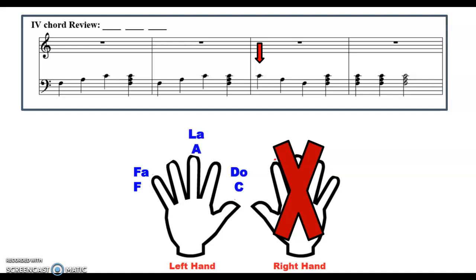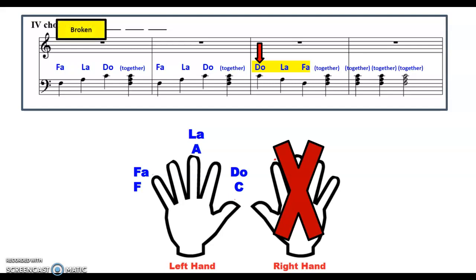Fa, la, do. The exercise is the same pattern as the 1 chord, but you're starting on a different pitch. You're starting on fa. So you're going to play it broken, fa, la, do, and then you're going to play it blocked together. Then you're going to keep doing that. Fa, la, do, together, and then backwards. Do, la, fa, together, together.